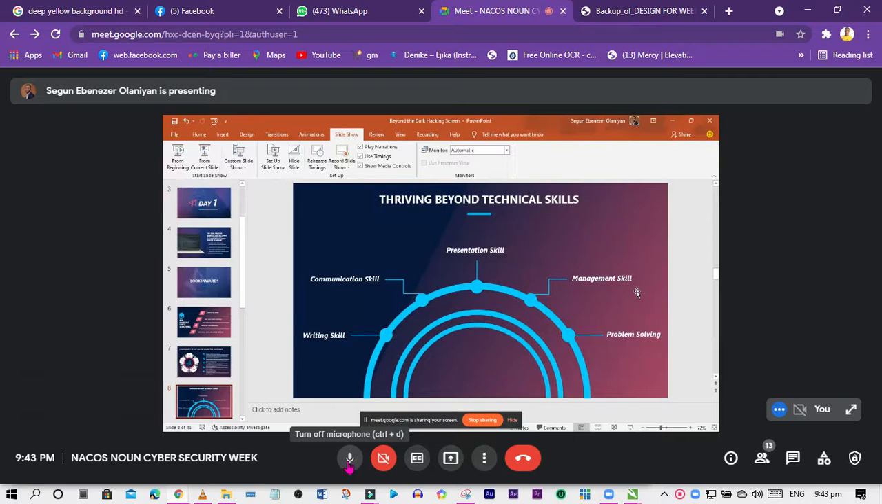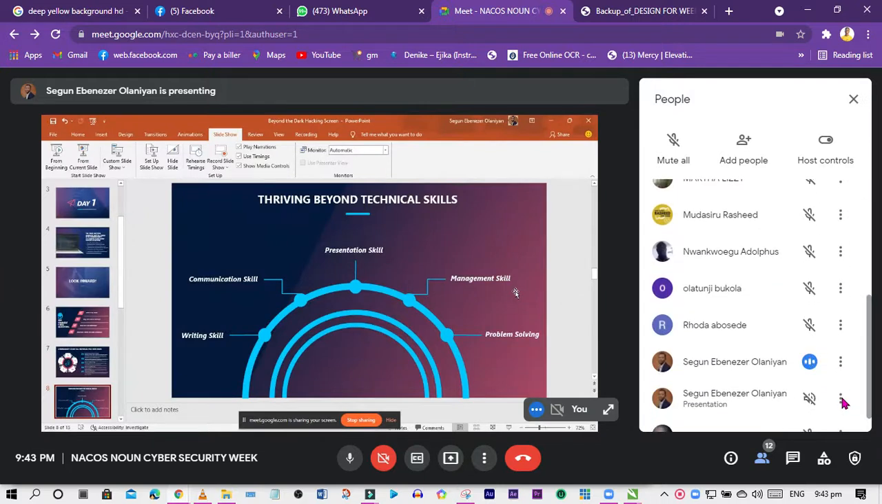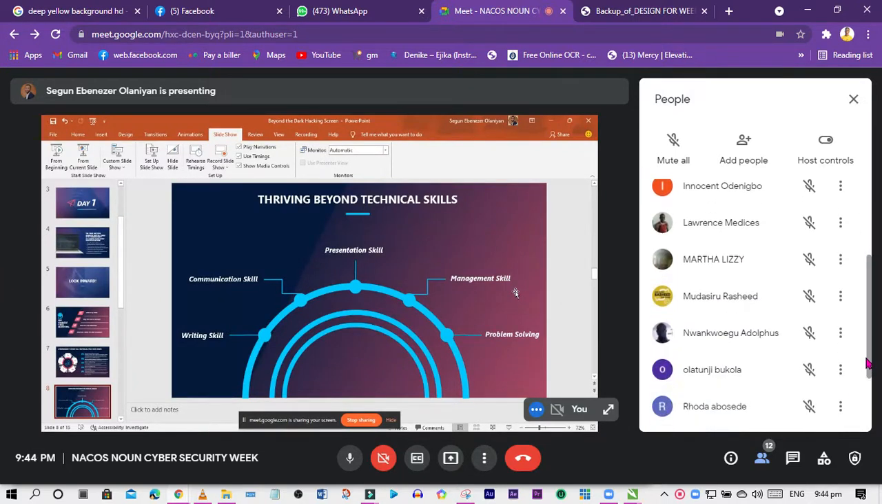Then problem solving. This skill is very required. They want to see somebody who can solve problems quickly, who can find solutions to problems quickly, who will be able to respond quickly to problems and bring powerful solutions that will rectify them. So these are soft skills that will help you go beyond technical skills.